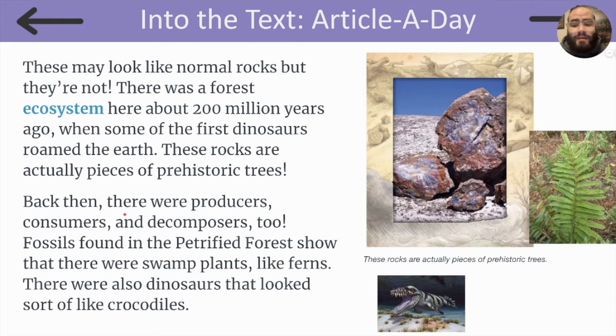Back then, there were producers, consumers, and decomposers too. Fossils found in the Petrified Forest showed that there were swamp plants like ferns. There were also dinosaurs that looked sort of like crocodiles. In prehistoric times, there were plants, almost like ferns, like this plant here, and there were dinosaurs that looked like a crocodile, like this dinosaur here.